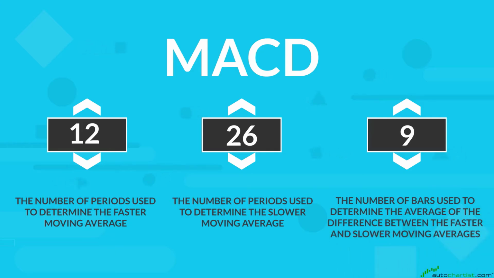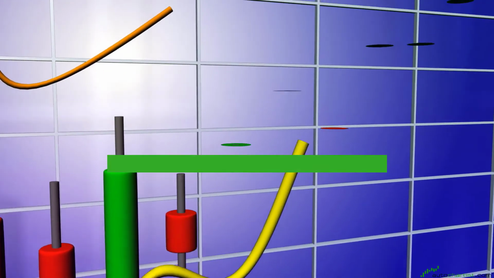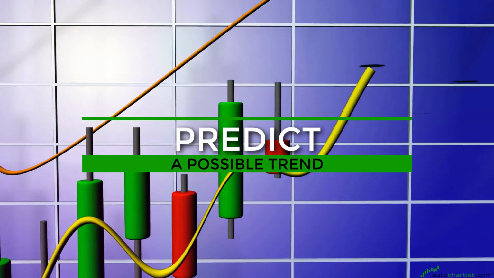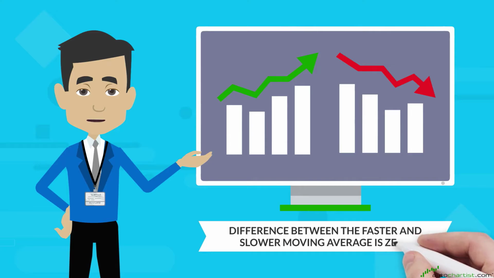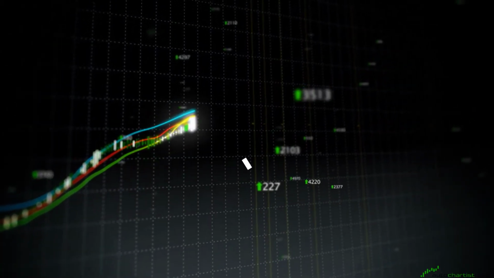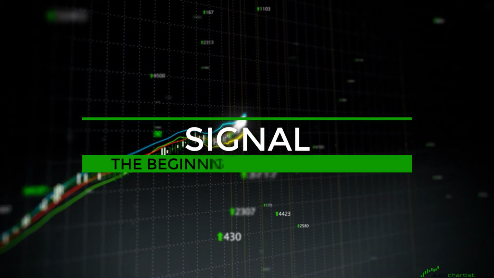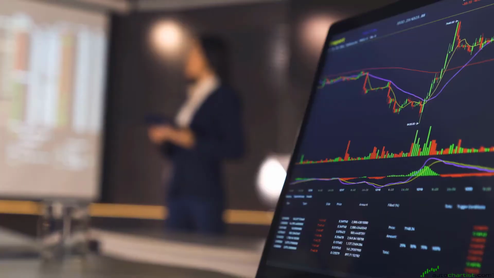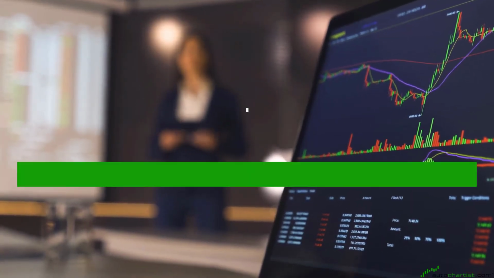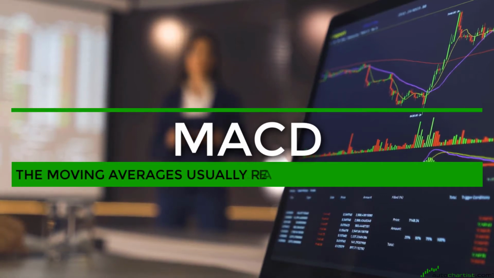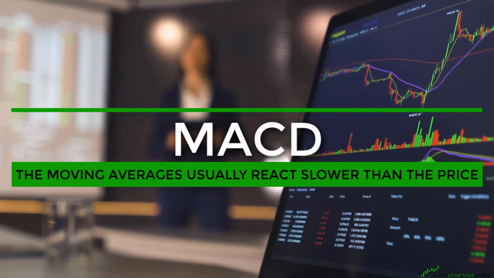slower moving averages. These 2 moving lines with different paces may be used to predict a possible trend. For example, when the difference between the faster and slower moving average is 0, you can expect a crossover to take place which may possibly signal the beginning of a new trend. Even though many traders choose to use the MACD indicator, the negative aspect of the MACD is that the moving averages usually react slower than the price.